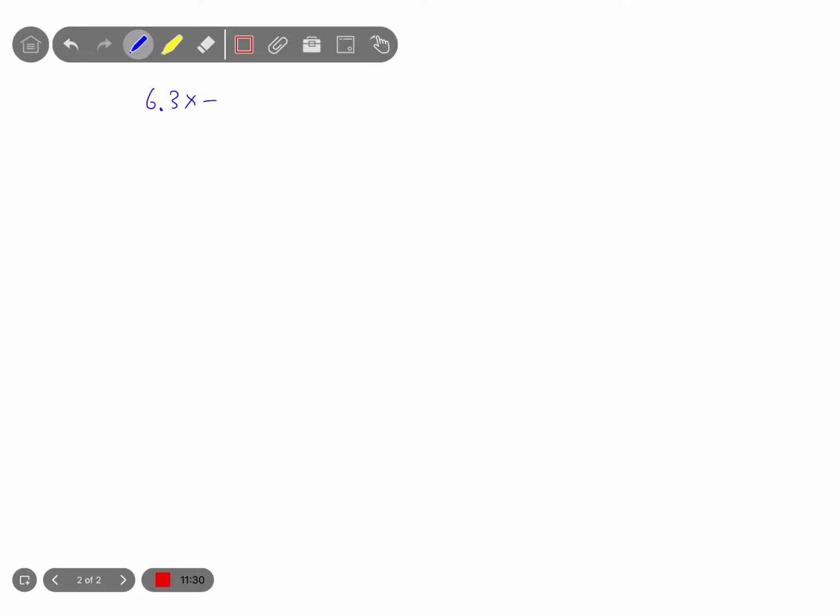6.3x minus 1.5 equals 4.8. Okay, now the thing you need to know is that multiplying by 10 or powers of 10 moves decimals.